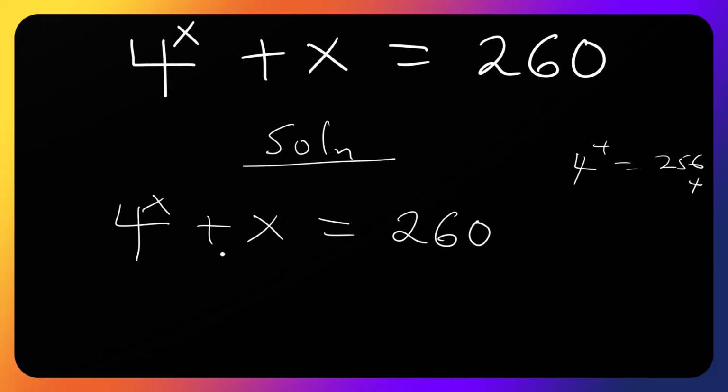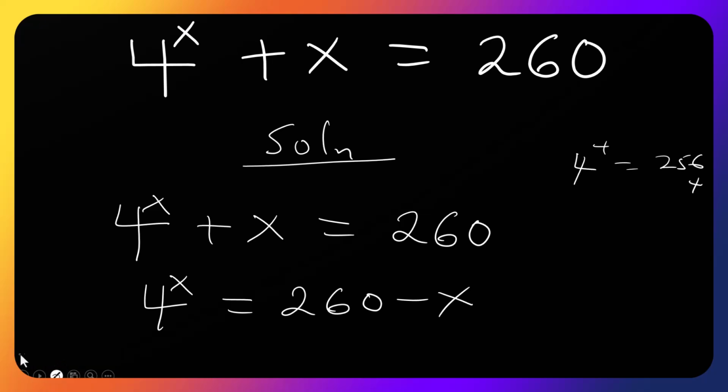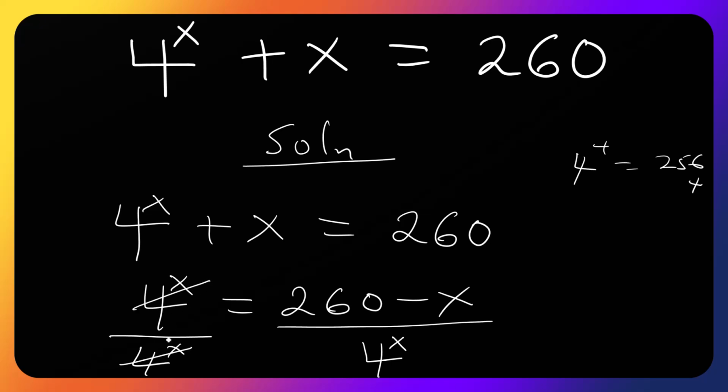So let's try if we can deal with this one. Let's send x to the right hand side. So that will be 260 minus x. I want to divide both sides by 4 to the power x. So if I do this, this side will be 4 to the power x, so this one will cancel. So I have 1 equals 260 minus x on 4 to the power x.